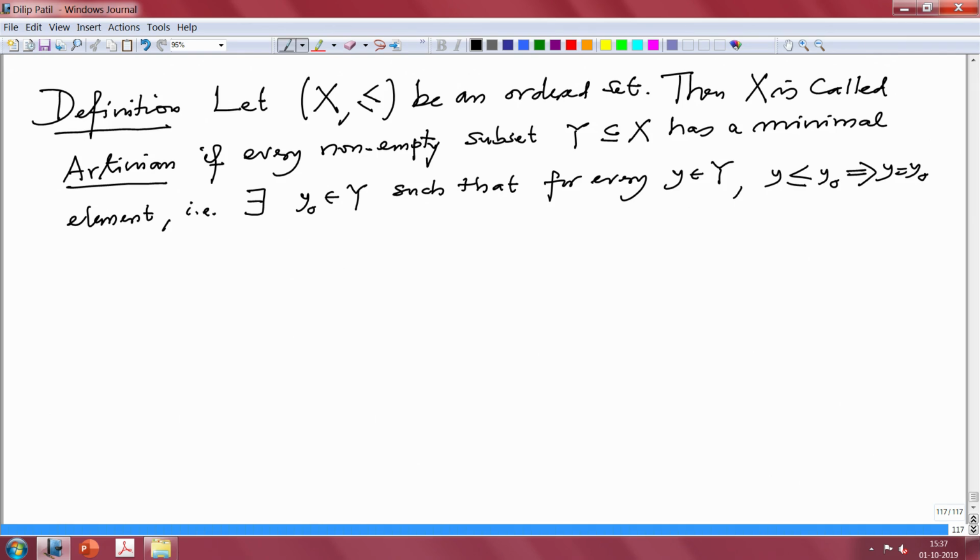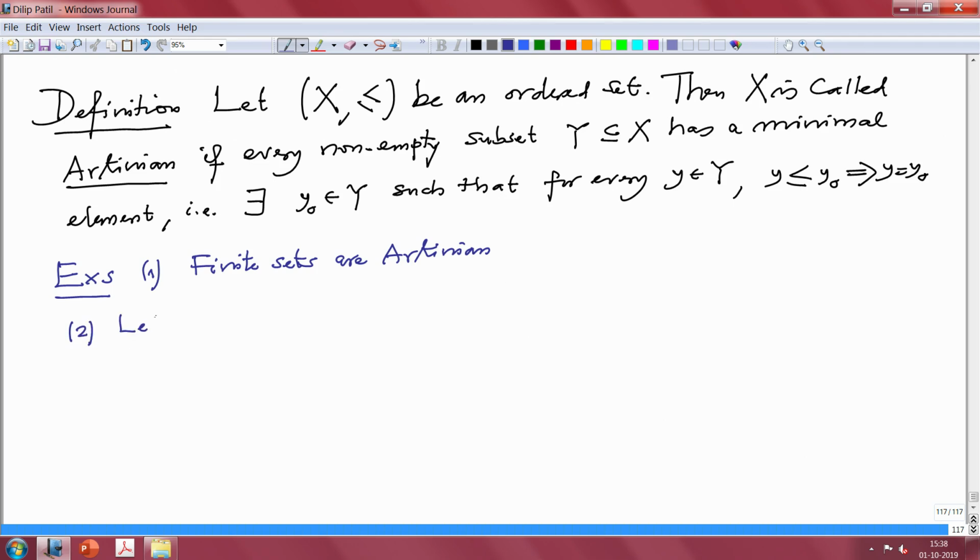Again, let us see few examples quickly. Number 1, finite sets are Artinian. Again the same principle, because you can always look for who is the least and keep doing it; finite things, so it will terminate. All right. Now this remark is very important.